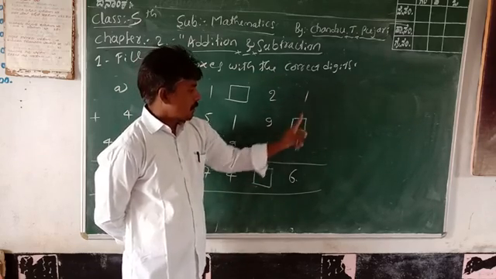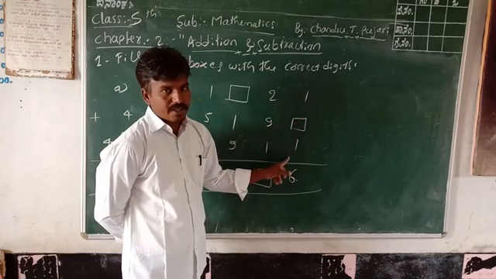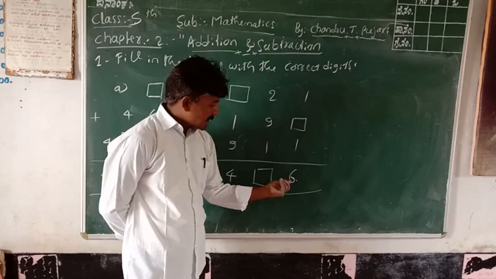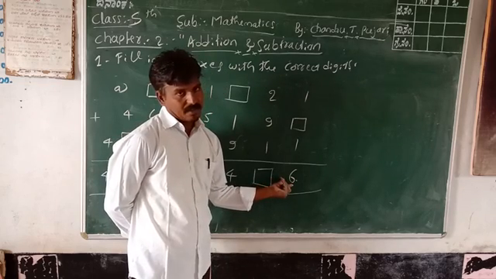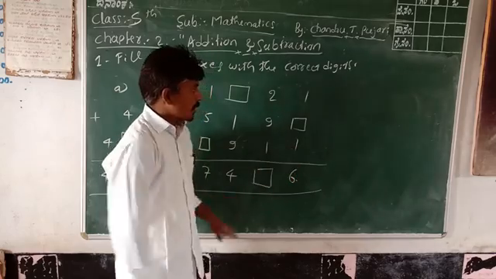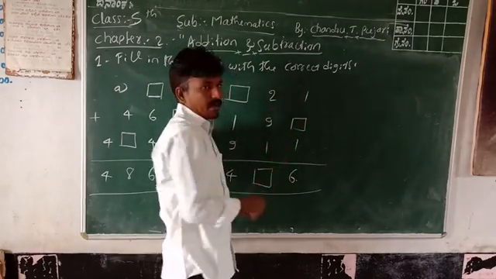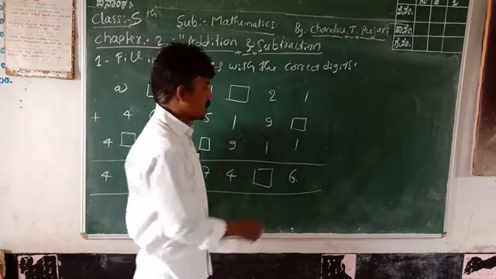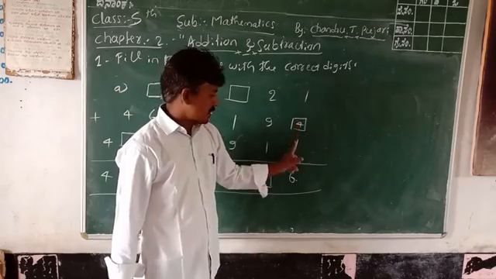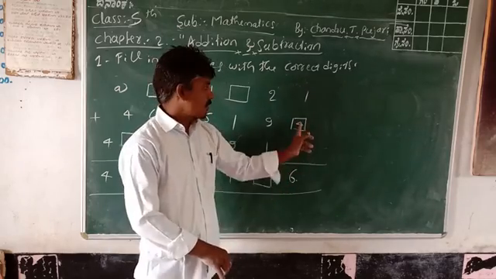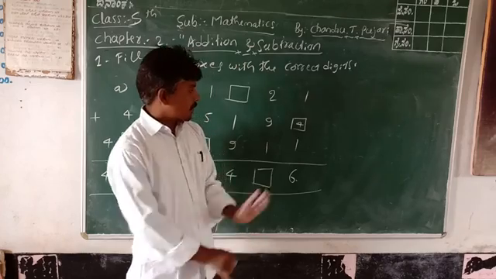1 plus 1 is 2, but our answer is 6. How much is left? We know only 1 plus 1 is 2. How many are remaining? 4 is there. Therefore, 4. 1 plus 4 is 5, 5 plus 1 is 6. The correct answer is 4. Therefore, the next one is over.